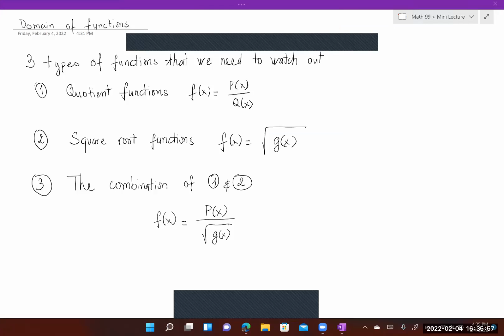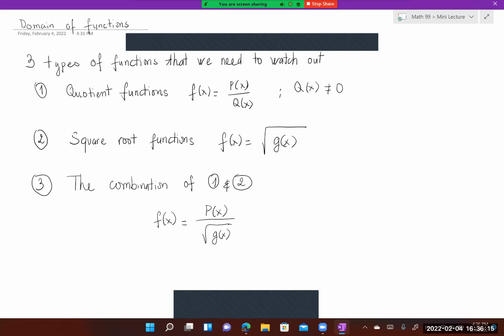The quotient functions have a form of f of x equal p of x over q of x, where q of x cannot be 0 because we are not allowed to divide by 0.